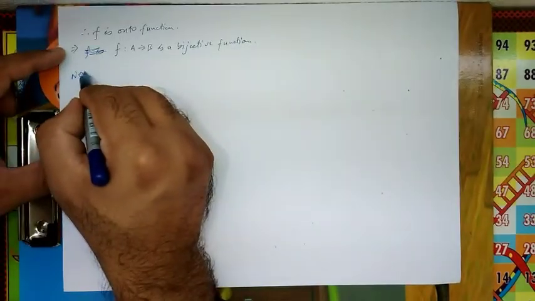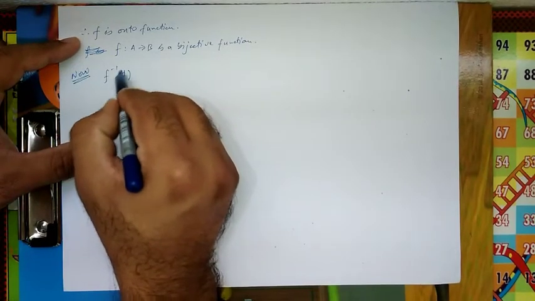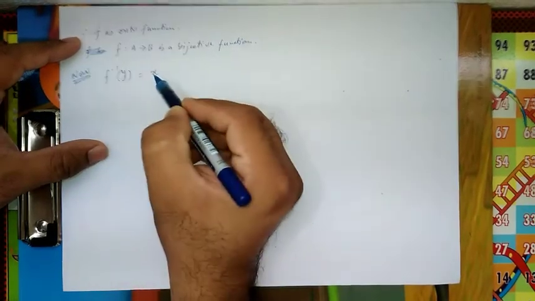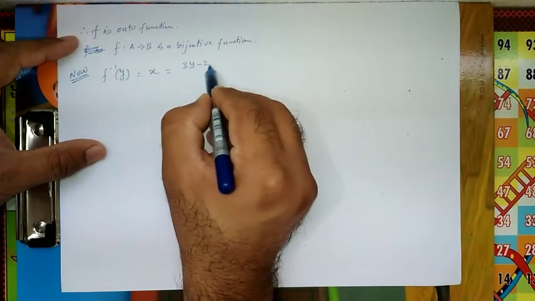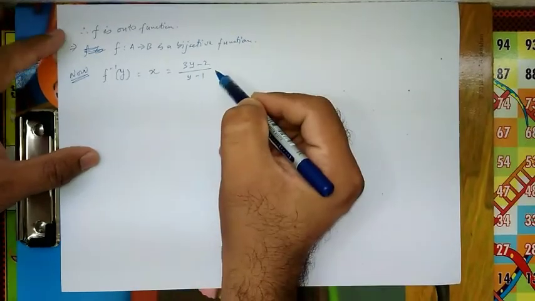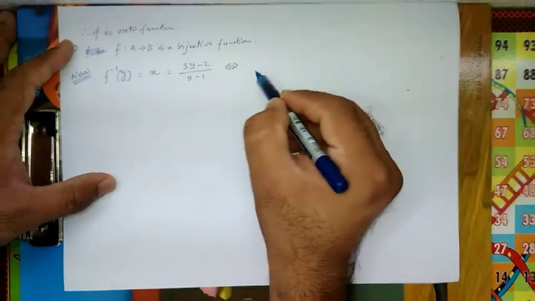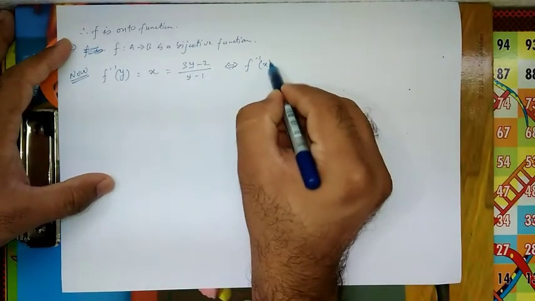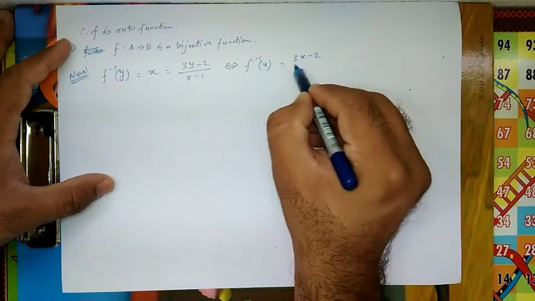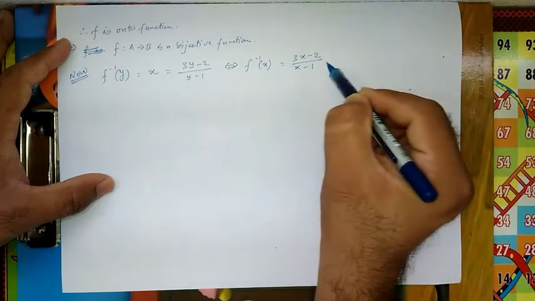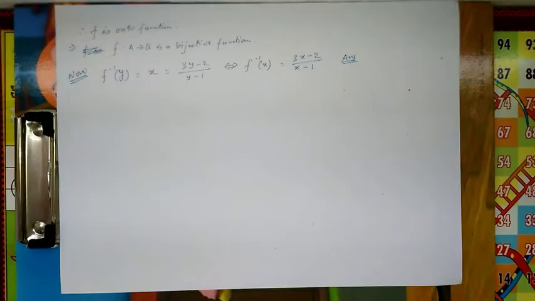Now f inverse of y will give x, and we have seen that x equal to (3y minus 2) divided by (y minus 1). So further f inverse of x can be given as (3x minus 2) divided by (x minus 1), and this is the inverse of the function given.